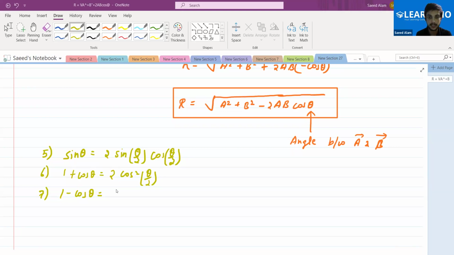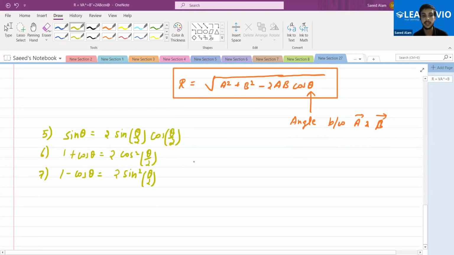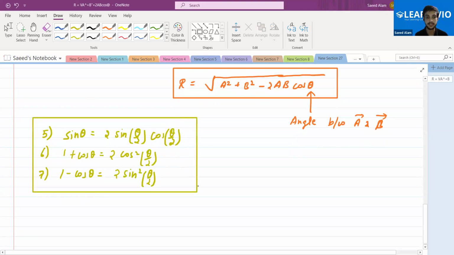Actually, let me write here: 2 times sine square theta by 2. Can you see all these three formulas? Yes or no? Because these will be used in physics while solving the questions, while doing the simplification. Can you see this? I had divided it in a very bad way, but try to manage with this. So these are the three formulas that we see.